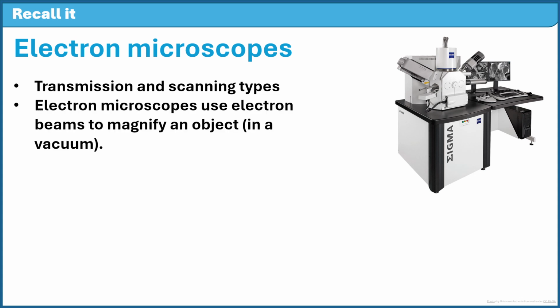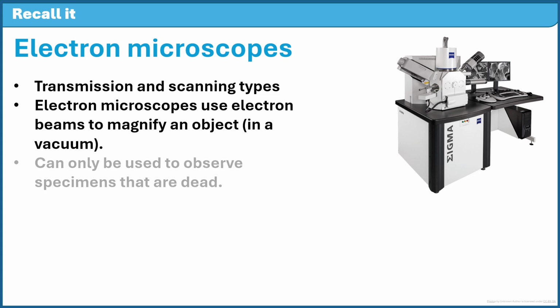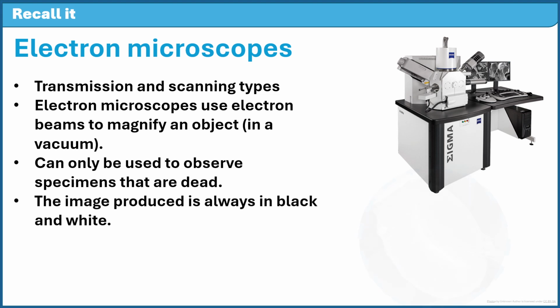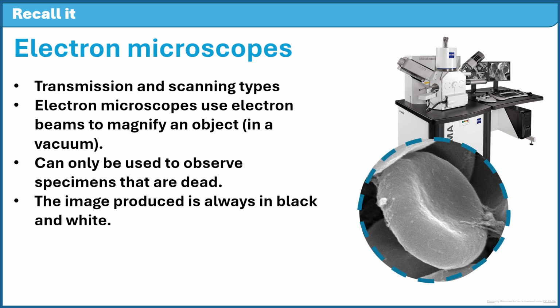Electron microscopes use electron beams to magnify an object. This must happen in a vacuum, a space with no particles. This means they can only be used to observe specimens that are dead. The vacuum and the electron beam would destroy living cells. The image produced is always in black and white, no color here.